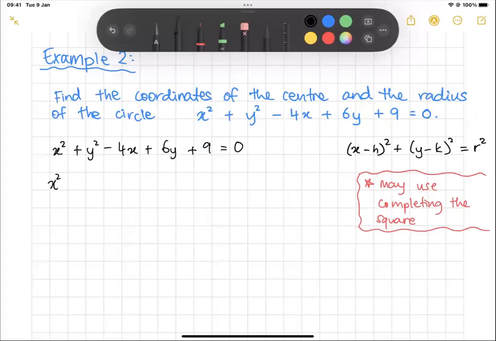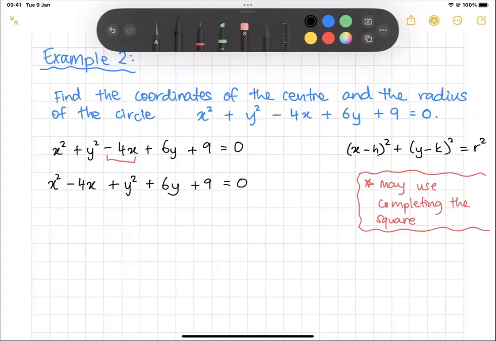My x squared is here. I have an x value here, this negative 4, and I'm just going to move it closer to where my x squared is, just like so. Then I'm going to put my plus y squared next to it, and I'm going to write 6y next to my y squared, plus 9 equal to 0.